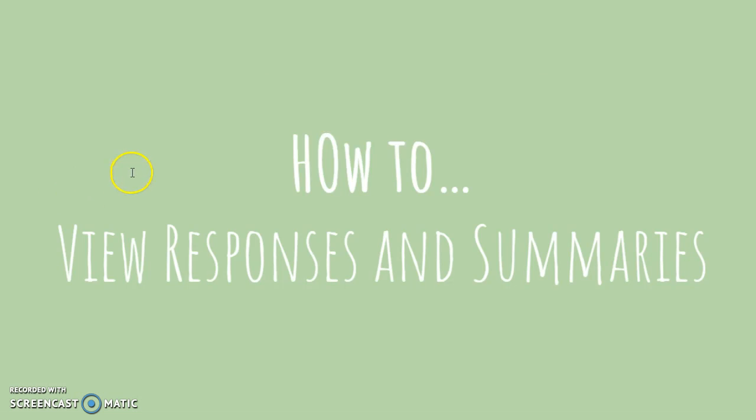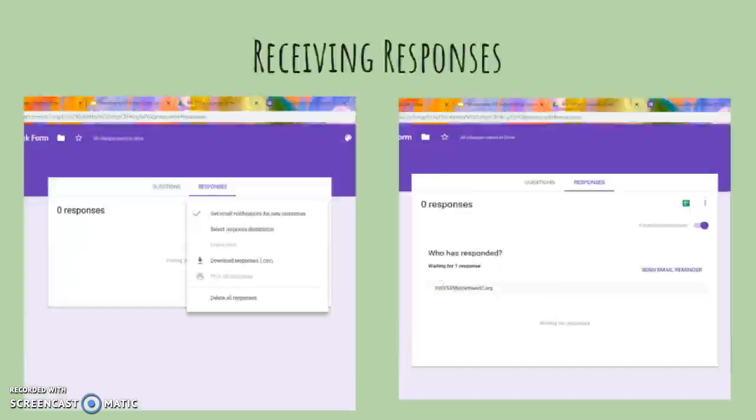Alrighty, and how to view the responses and summaries once they start coming in. So when you receive responses, there will be a couple of different screens that you can look at. You can click on responses up here and get those email notifications. And then when you start to see responses coming in, or if you're waiting on them, they'll appear here, who's responded, and this says that you're still waiting.